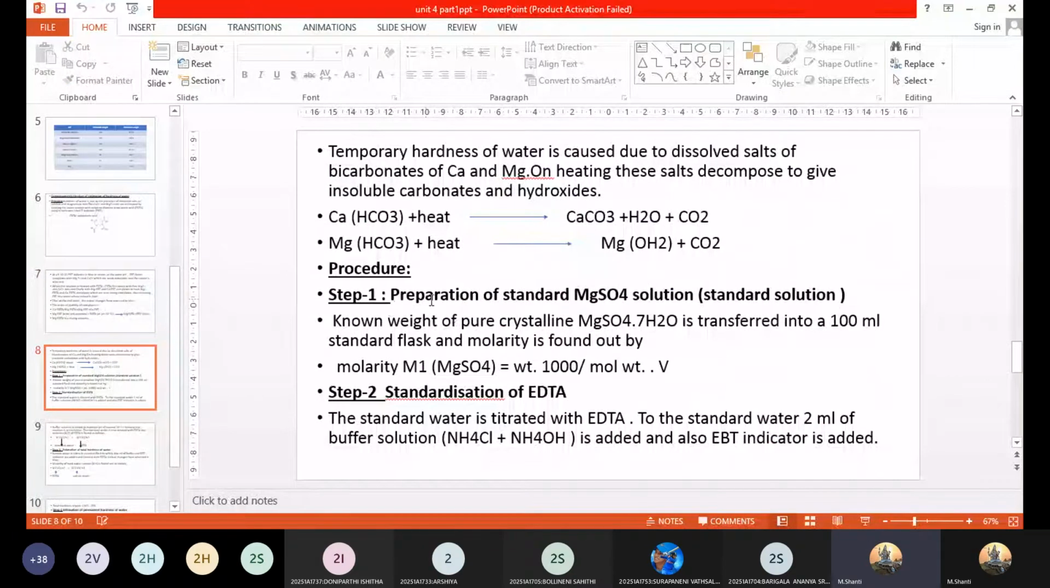Okay, that's step one. Preparation of standard MgSO4 solution. Okay, that is a standard solution. Non-weight. Okay, this is what I explained to you. Instead of this MgSO4, you can also have calcium carbonate solution. So how to prepare that?